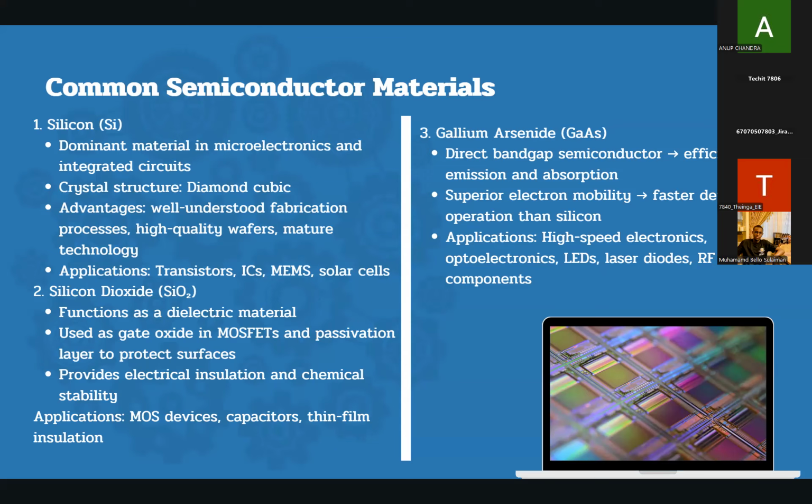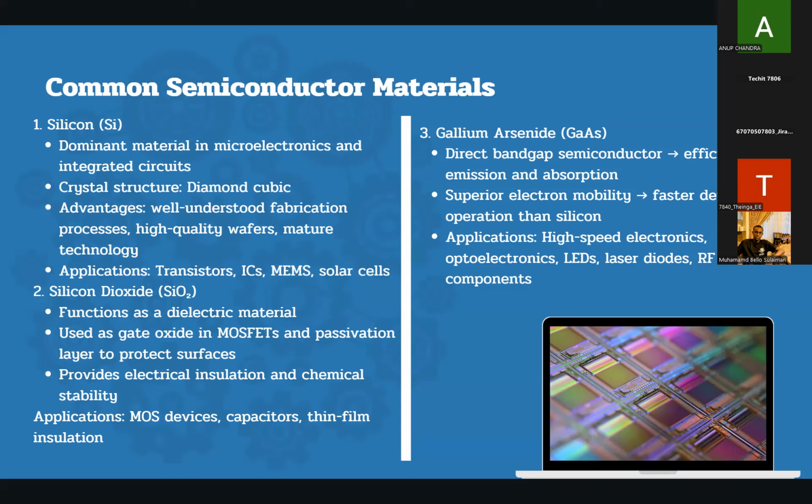Next we are going to talk about silicon dioxide. It acts as an essential insulator. It protects the silicon surface and controls current from flowing into the transistors. That is based on its function. Its applications are MOS devices, capacitors, and thin insulators.